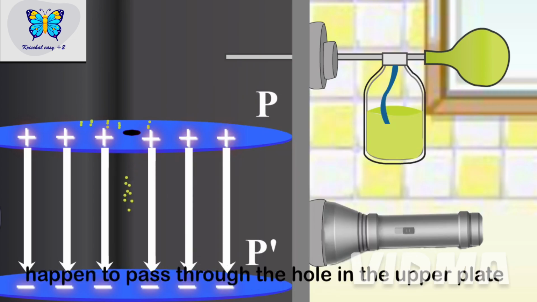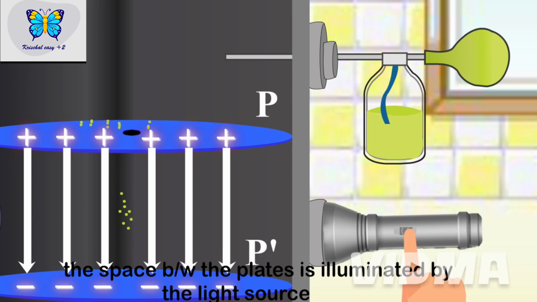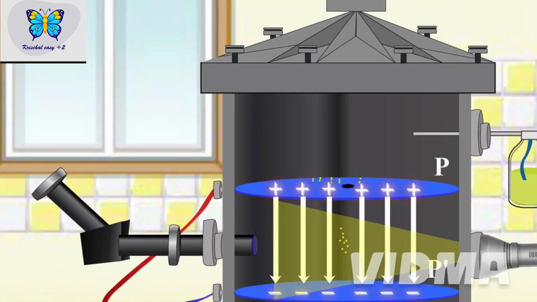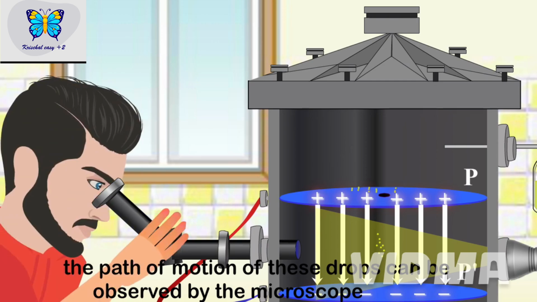Some of these drops happen to pass through the hole in the upper plate. The space between the plates is illuminated by the light source. The path of motion of these drops can be observed by microscope.